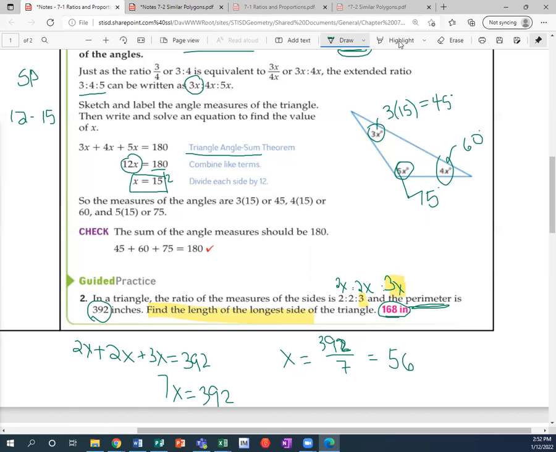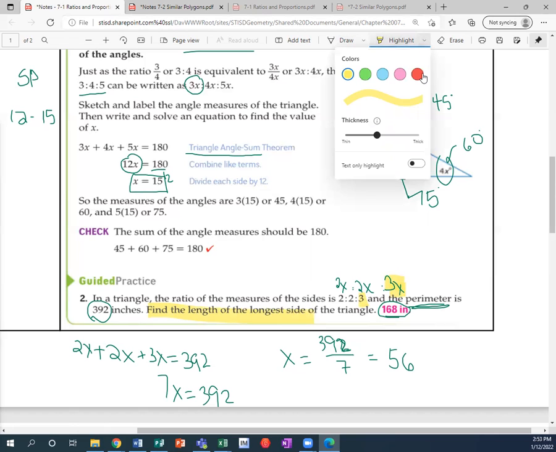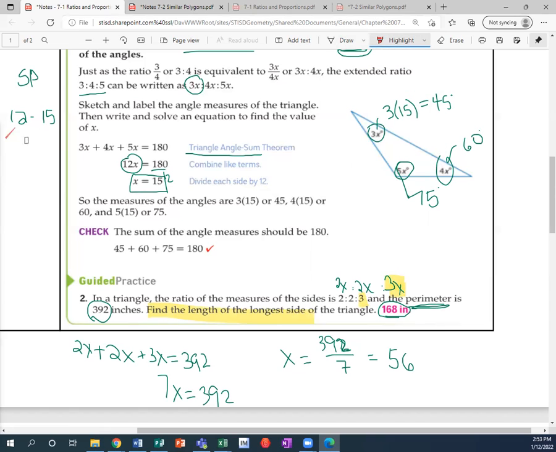When you're looking at skill practice 12 through 15, please make sure that you read very carefully to see which of the sides you're being asked for. They may ask for the shortest, they may ask for the longest, they may ask for all of them. Any questions on this procedure?